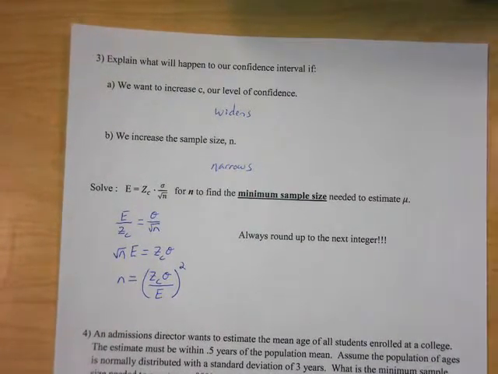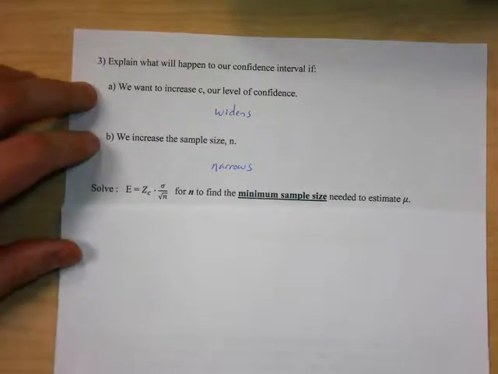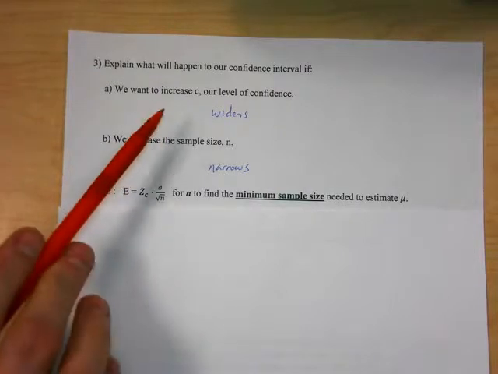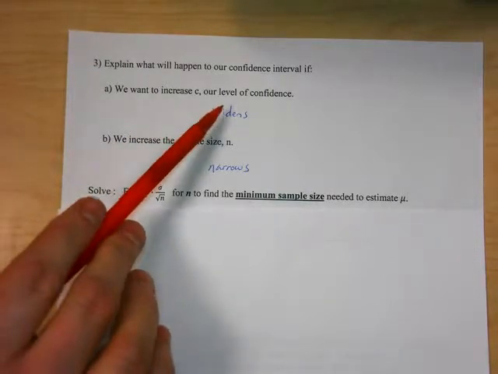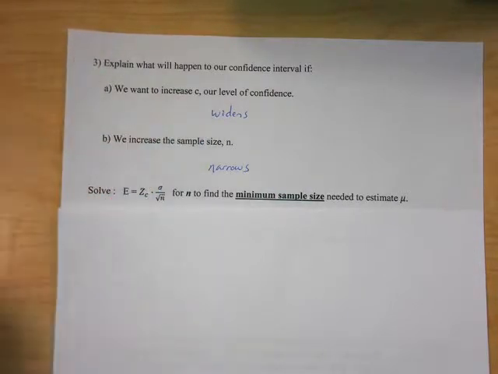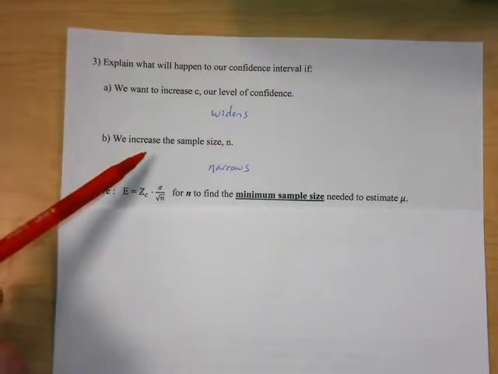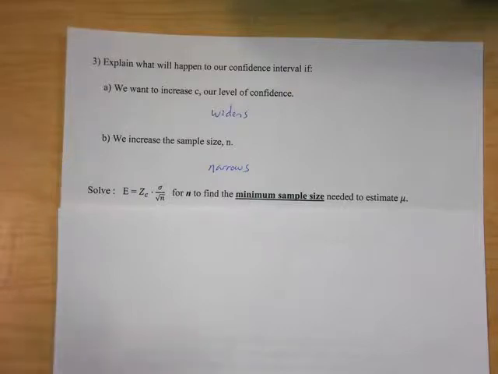Okay, so the basic takeaway from that is to understand that if you want to become more confident, you have to allow more values into your confidence interval. How do you combat that? You take a larger sample. Okay, so you increase n. So those two kind of balance each other out as you collect a sample.